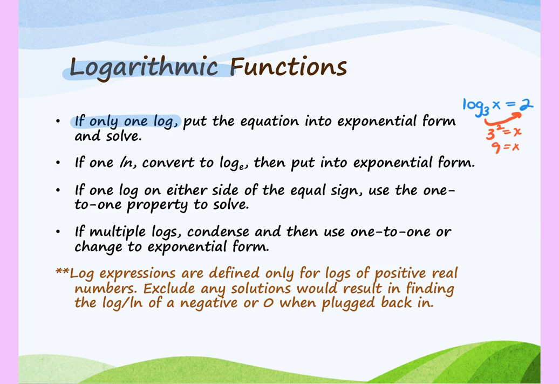The second type is if there's one ln. And in that case, we're going to convert it to log base e and put it in exponential form. So that could look like ln of x equals 2. I would rewrite that as log base e of x equals 2. Convert it to exponential, so e to the second would equal x. And this is a case in which if you didn't have a calculator, you'd leave it like that. And if you did, you would find e to the second, which is 7.389.